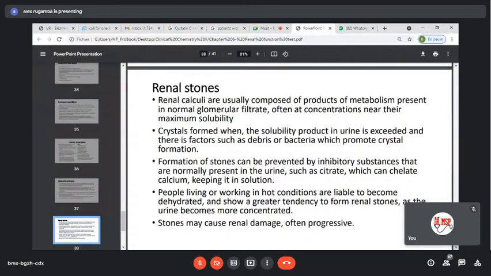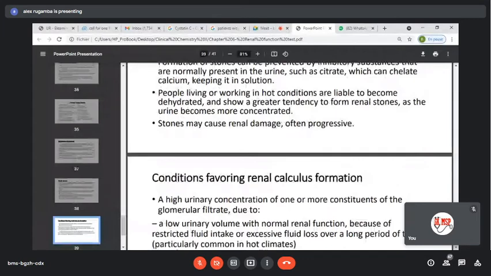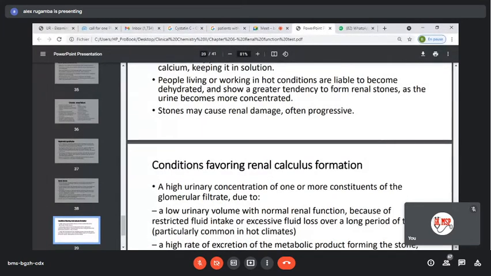This stone may of course cause renal damage. For a stone to be formed, there are factors that come in. For example, high urinary concentration. As I told you, if you work hard and don't drink water, or if you live in a certain condition or environment which makes your urine concentrated, then stones may appear. That's one.